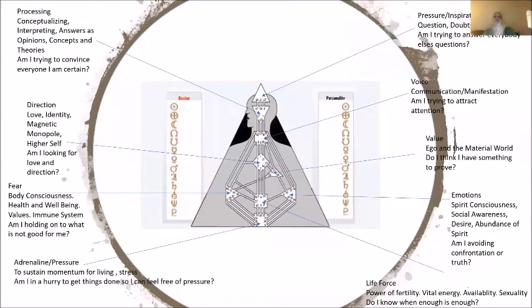So this is a basic overview of the themes of the centers on the chart. At the top you have your head, which is pressure. It's a pressure center. It's one of two. The root is also a pressure center. It's about inspiration, questions, doubts, confusions. Next, we have the ajna, which is, in the traditional chakra system, the third eye. It's about processing and conceptualizing, interpreting, answers and opinions, and so on and so forth.